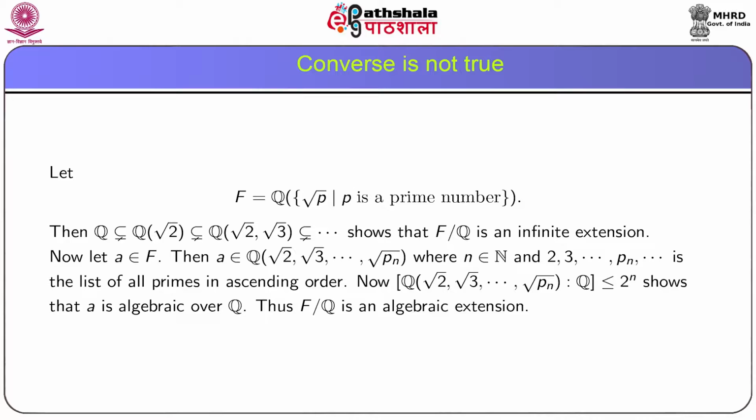Now, we show that this extension F by Q is an algebraic extension. For this, consider an element a from F. Then it is easy to observe that a will belong to Q(root 2, root 3, and so on, root p_n) for some prime p_n. Here actually p_n is the nth prime in the sequence 2, 3 and so on of all primes in ascending order.